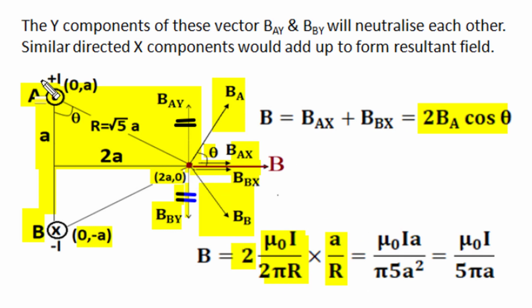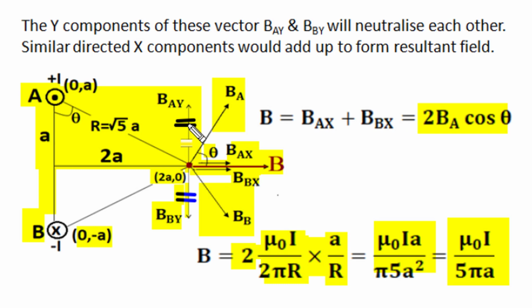The magnetic contribution of current at this position is mu 0 I upon 2 pi root 5a, and cos theta is 1 by root 5, and multiplying by 2 will become mu 0 I a upon 5 pi a square. One a will get cancelled out from numerator and denominator, and the final answer will become mu 0 I upon 5 pi a in x direction.